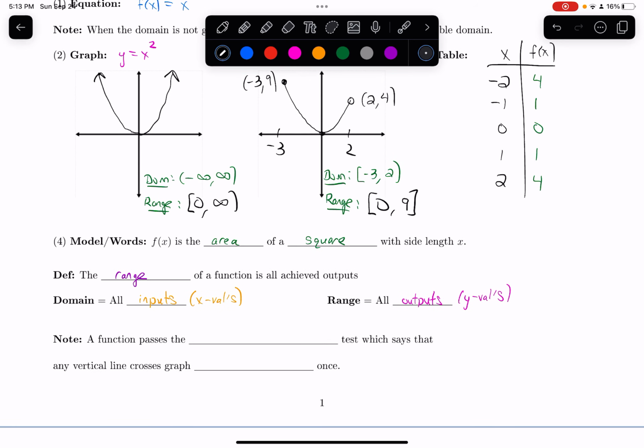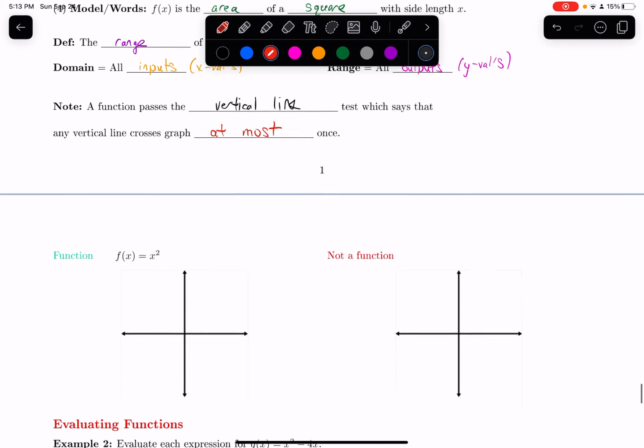All right, so what I want to end the video with is talking about what's called the vertical line test. It turns out that a function has to pass the vertical line test. And what that says is that any vertical line that you draw in the graph has to cross the graph at most once.